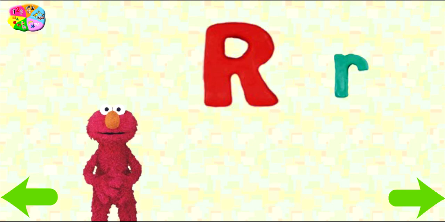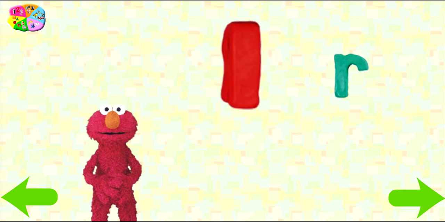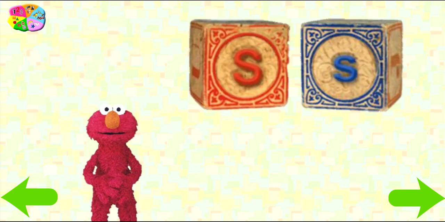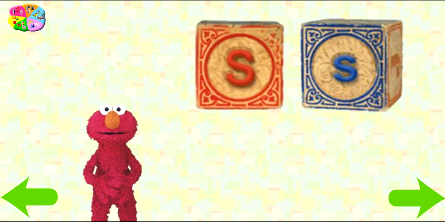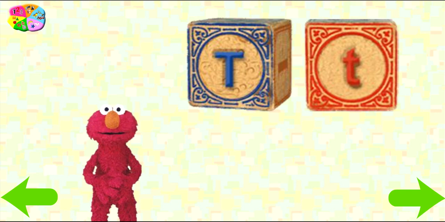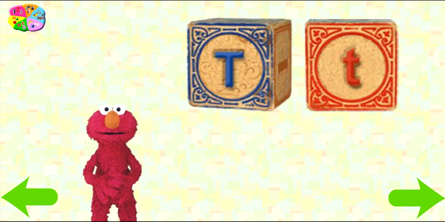Queen. R. Elmo wonders what sound that letter makes. R. S. What sound does that letter make? Sa. S. Spoon. T. Elmo is very curious. What sound does that letter make? Ta. T.